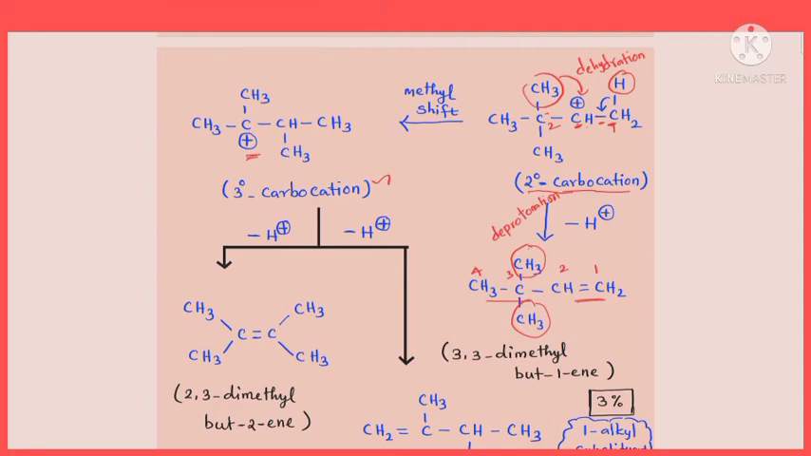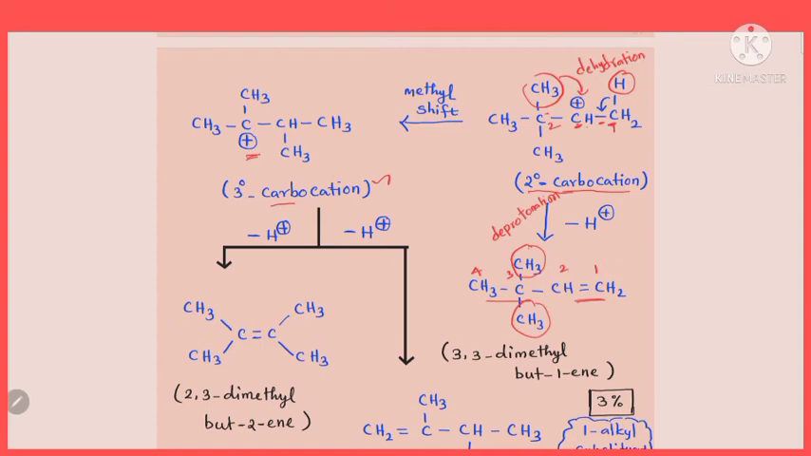Okay, right. You know very well that a tertiary carbocation is more stable than a secondary, which in turn is more stable than a primary carbocation. If there is a possibility of formation of a tertiary carbocation, it is readily formed. Here, from the secondary carbocation, we get a tertiary carbocation by shifting of a methyl group from the adjacent carbon. Now this tertiary carbocation undergoes deprotonation in 2 different ways.